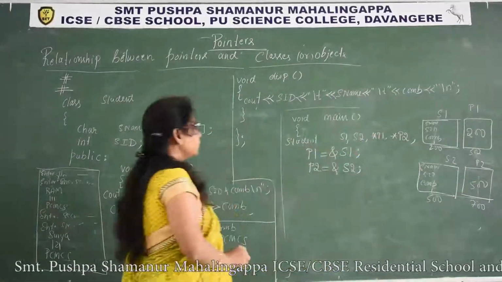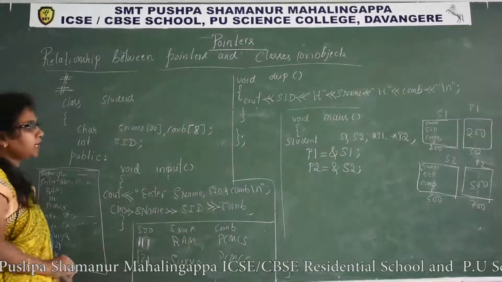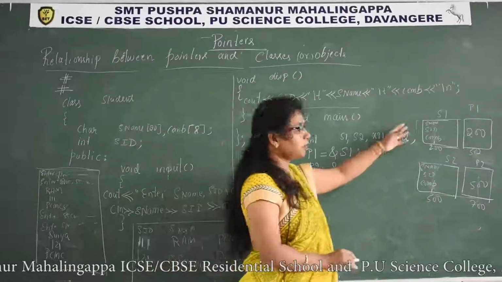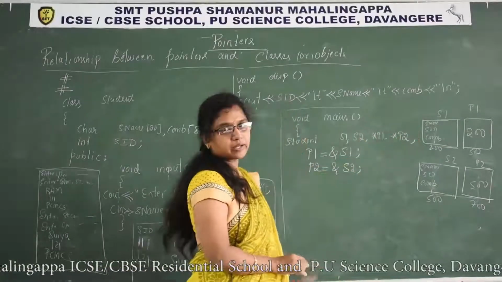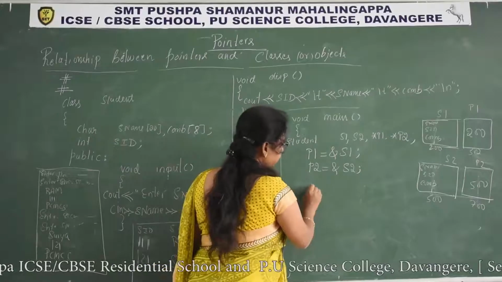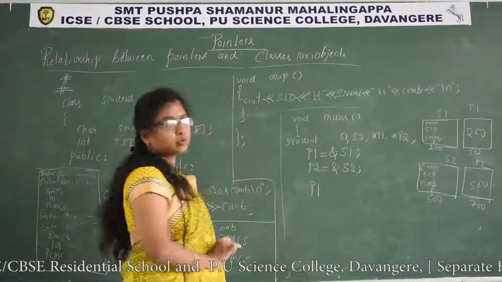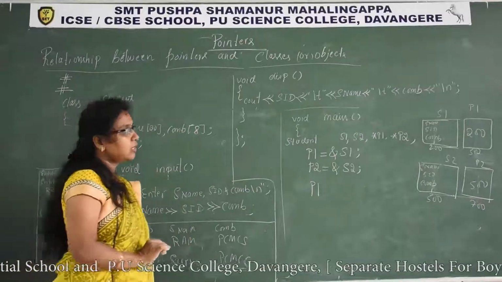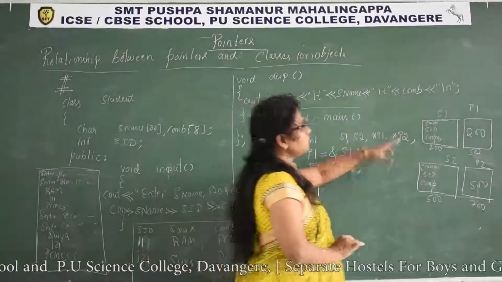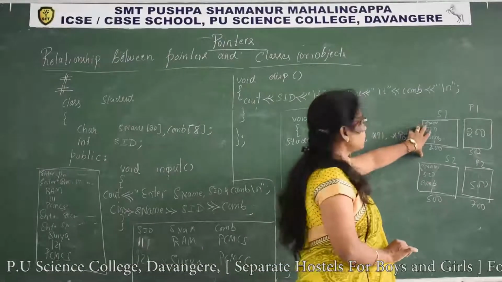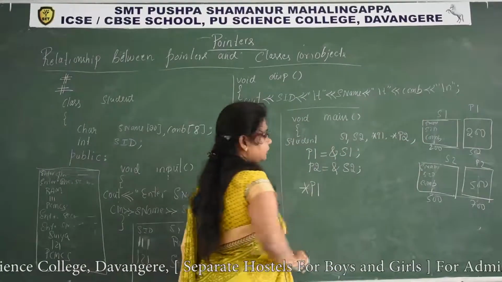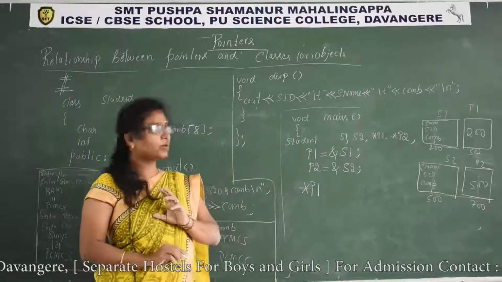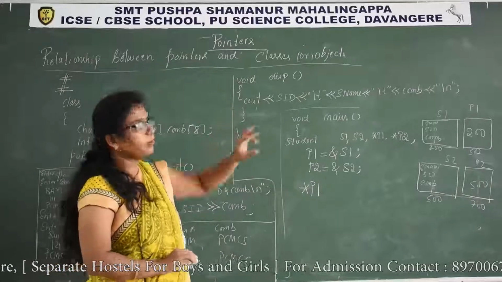Now how to access the members of the class? First I want to read values for object S1, but I should not use the object name here. I have to use the pointer name. If I use P1, what does it show? 200. P1 contains the address of S1. I want to move into this memory location, the S1 memory, so I must write star here. If you write only P1, it shows the memory address. If you write star P1, then it moves into that memory location.